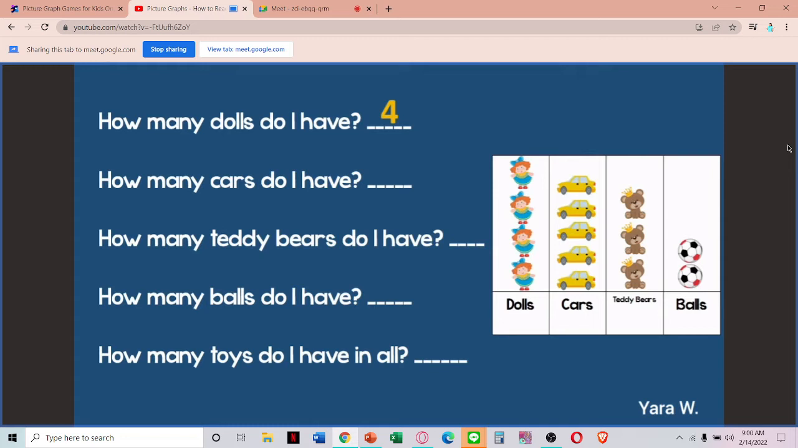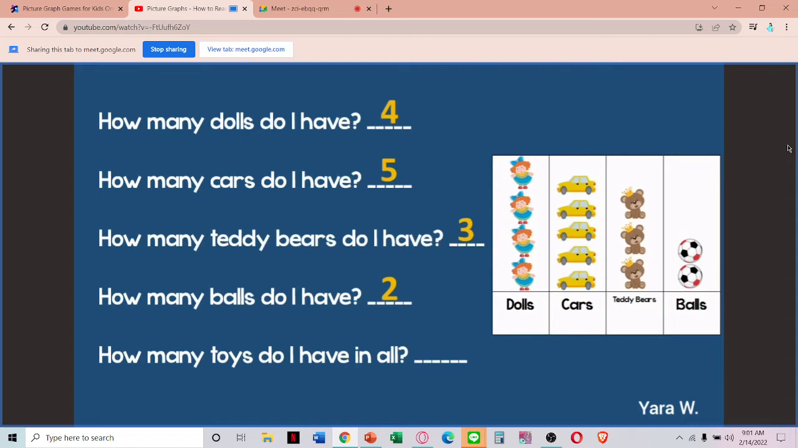How many cars do I have? I will count the cars that are in the car column. There are 5 cars. How many teddy bears do I have? Looks like I have 3. And how many footballs do I have? I have 2 footballs.